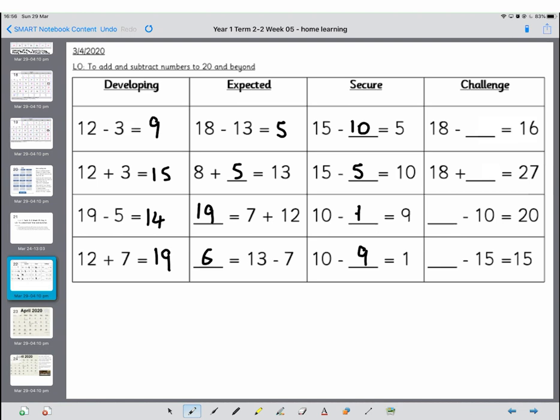Right, 18 minus something makes 16. The easiest way to do this is to count back from 18 to 16, again on a ruler, and you end up with 2. 18 plus something equals 27, so you might be wanting to use a number square here, or again a ruler, and you'd be counting on 9 jumps to get to 27.